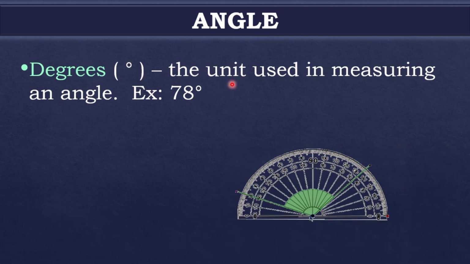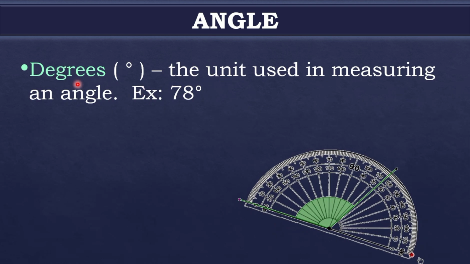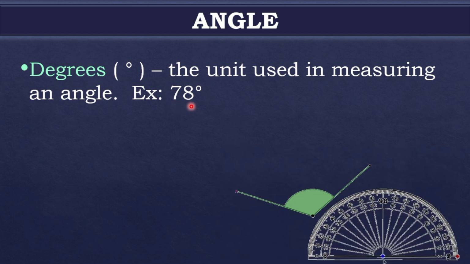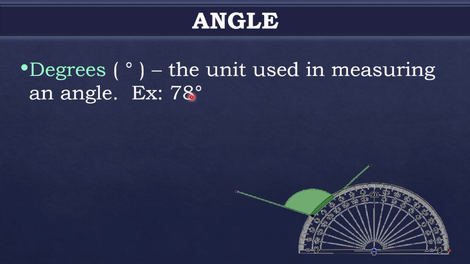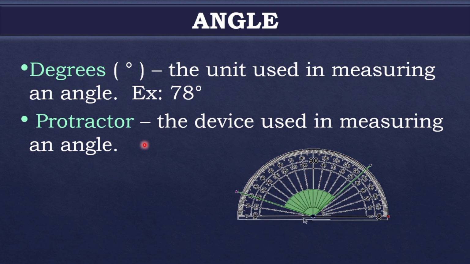So, kapag unit ang pinag-uusapan, unit ng angle, ang ginagamit po natin dyan is degree. Okay? So, ito po yung symbol niyan. Halimbawa, the measure of an angle is 78 degrees. So, ganito po natin siya isusulat: 78 degrees. Okay? And then, we also have protractor.